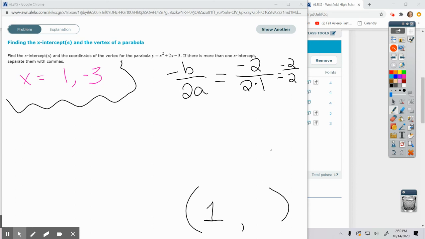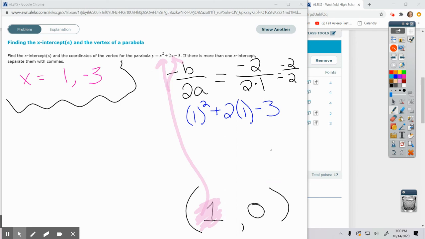But a vertex is always an x and a y. So I now need to take this -1, and I need to plug it in for both of these x's. So now I'm going to say -1 squared plus 2 times -1 minus 3. Let's see, when we do that, we get an output of -4. So our vertex here would be -1, -4. So we would need both of those pieces, all of that work for this one problem alone.